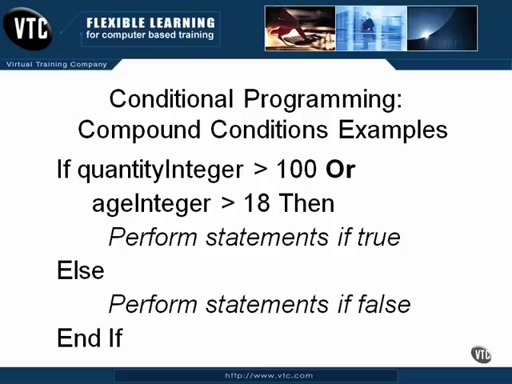Take the same statement, but using an OR operator instead of AND. This if-then statement would be considered true if either of these singular conditions are true. That is, if the quantity integer is greater than 100, it makes no difference what the age integer value is, because one of the two conditions has already been met.